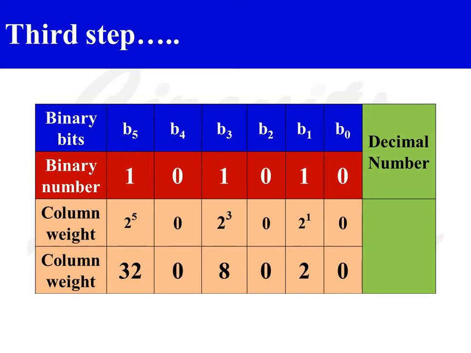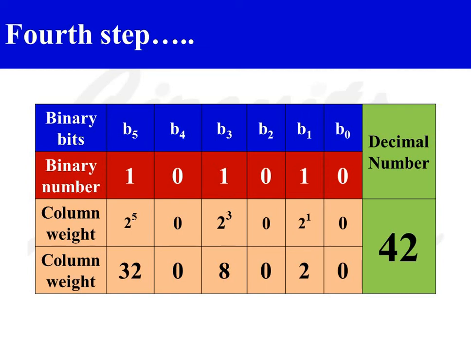Now as the next step, we have to add the elements in the fourth row. So we will get 32 plus 8 plus 2 is equal to 42. So the decimal equivalent of the binary number 101010 is 42.